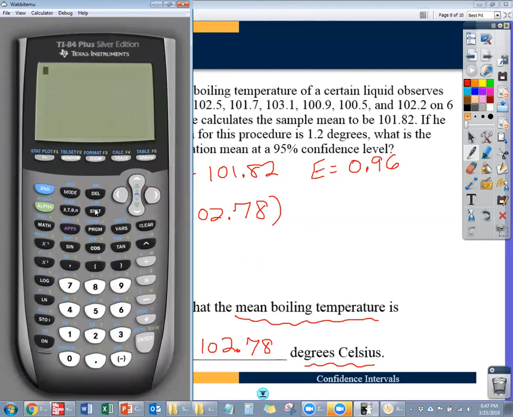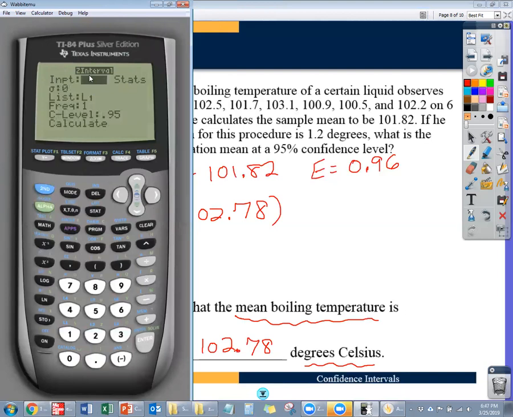So the way we do this is we're going to click on the Stat button, and we're going to go over to Tests. Okay, so I hit Stat. I went all the way over to Tests. And I'm going to go down to Z interval because I'm doing something with the standard normal. So that's Z. That's where the Z comes from. And I'm making a confidence interval.